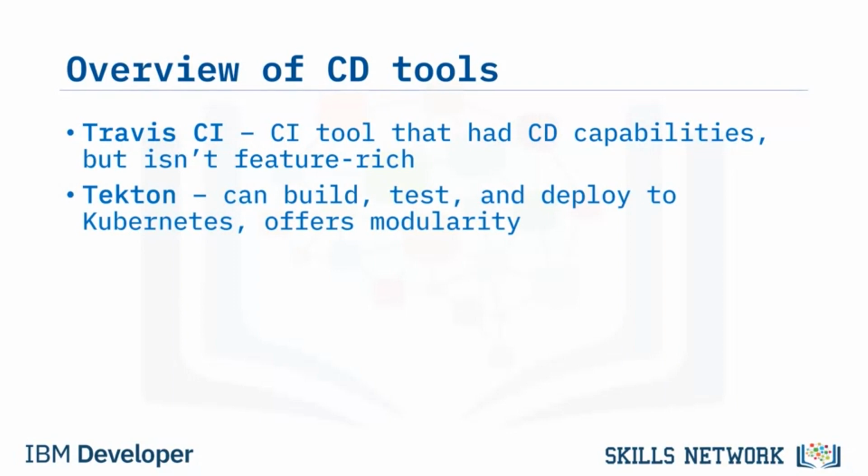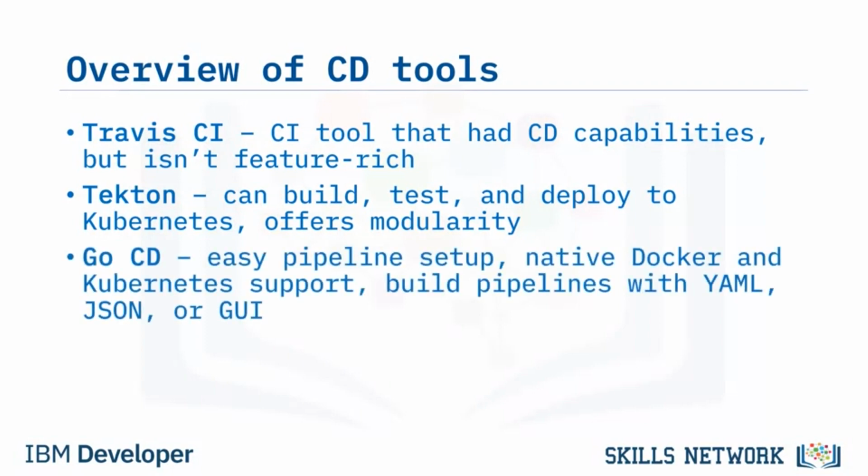Tekton enables you to build, test, and deploy apps in Kubernetes using an open-source, vendor-neutral framework. Its main strength is its modularity, allowing you to deploy across multiple environments such as VMs, serverless, Kubernetes, and cloud providers. GoCD is a tool that boasts easy pipeline setup with native Docker and Kubernetes support. It comes with its own value stream map tool and helps you trace each pipeline through all of the stages between commit and deployment. You can build pipelines with YAML or JSON files in a visual UI.